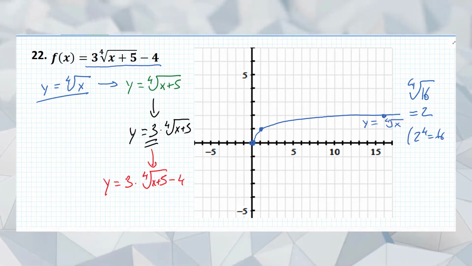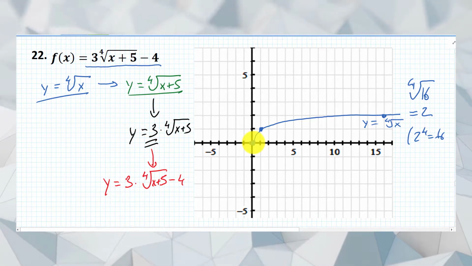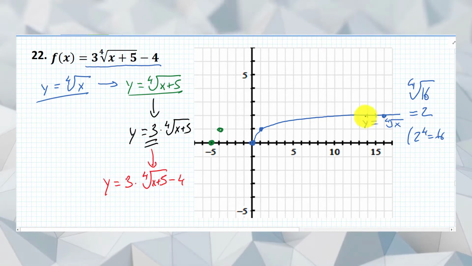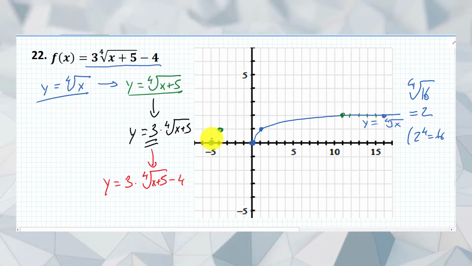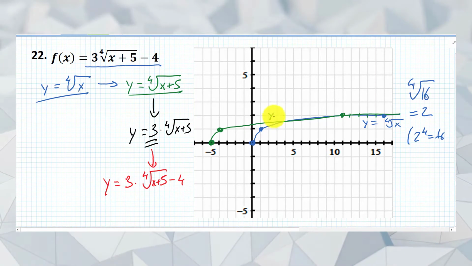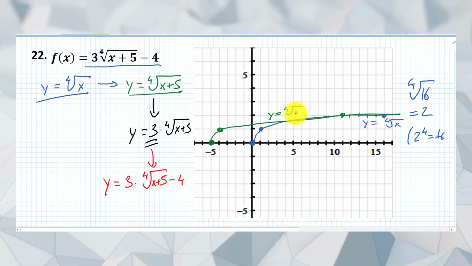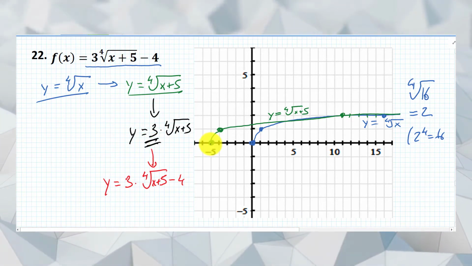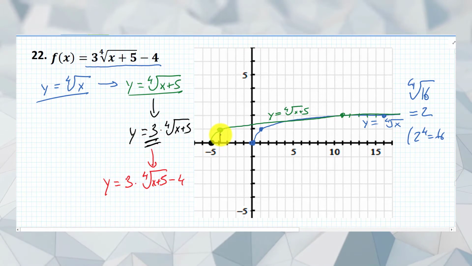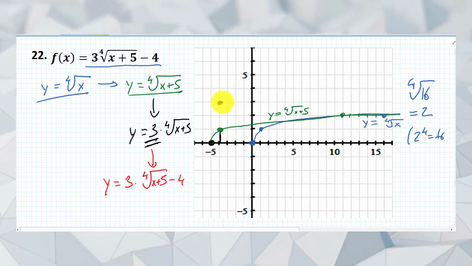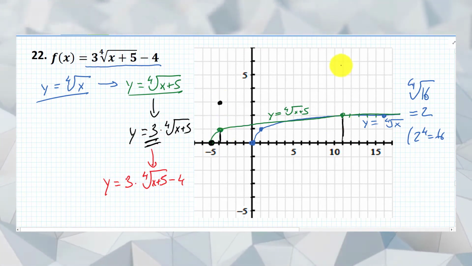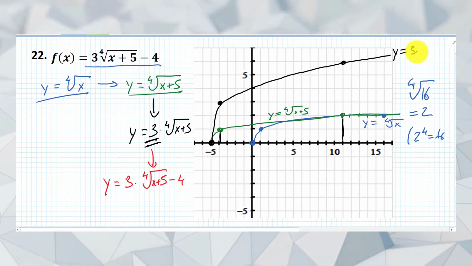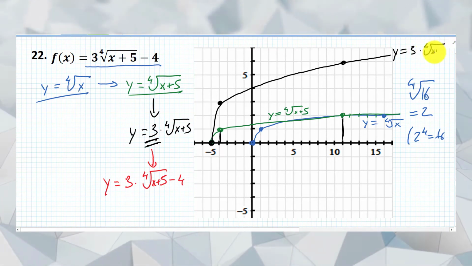So next, what do I want to do? I'm going 5 to the left. So this point goes right here. This point goes right here. And this point, 1, 2, 3, 4, 5 goes right here. Here in green, this is the fourth root of x plus 5. Next one, what do I do? I multiply all my y's by 3. So 0 times 3 is 0. 1 times 3 is 3. And 2 times 3 is 6 right here. This graph is y equals 3 times the fourth root of x plus 5.